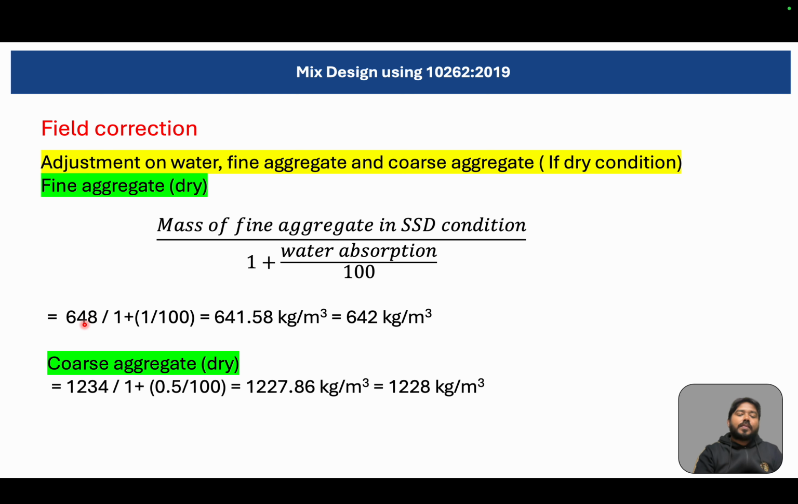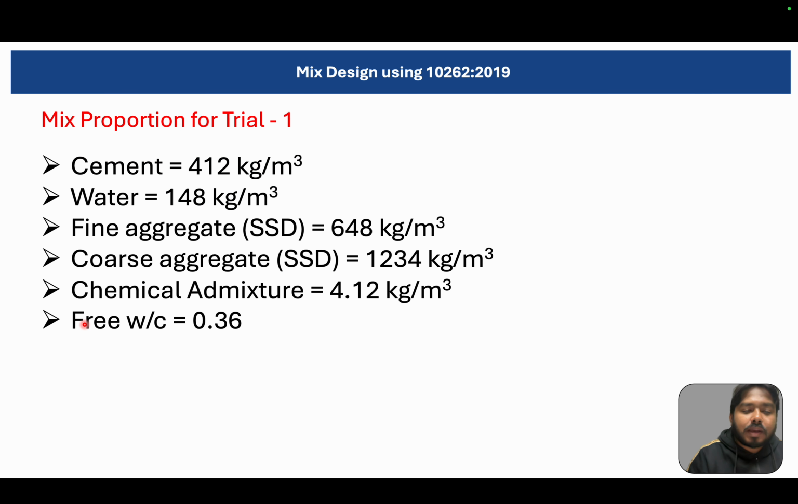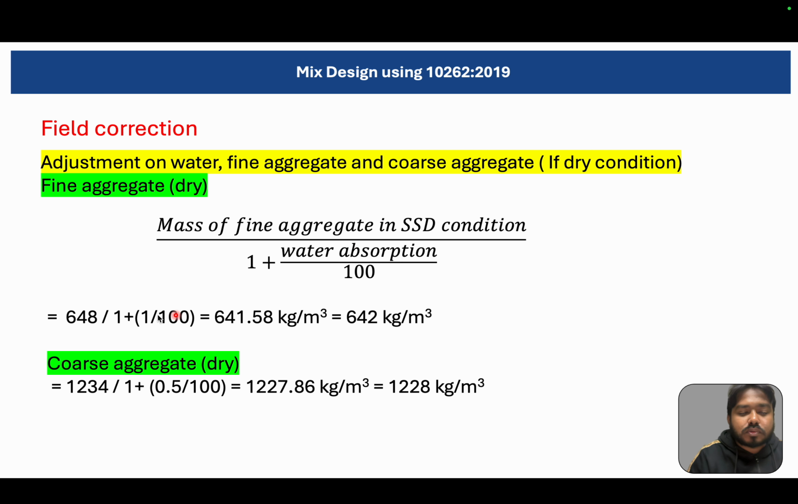So what is the value? As you saw already, you have identified the fine aggregate mass. You can see here the fine aggregate mass you got is 648 kg per meter cube. So 648 divided by 1 plus the water absorption value for fine aggregate, which is 1%, so 1 by 100. So you are getting 641.58, so nearly 642 kg per meter cube.